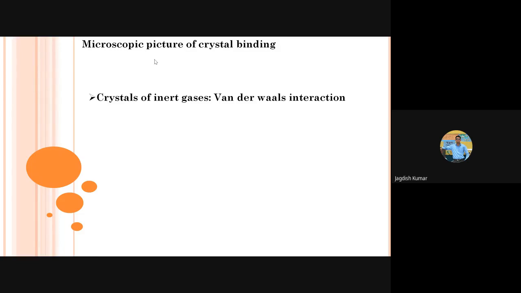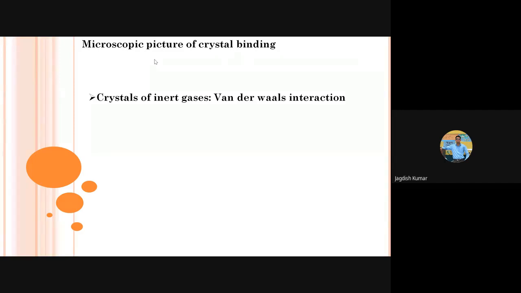One of them is related to the crystals of inert gases, and these crystals are bound together by van der Waals interaction. We shall be talking about this in detail, but these crystals are really interesting. Inert gases are the gases where the atoms have their outermost shell completely filled, so they don't have any tendency to gain or lose an electron. They are in the noble gas configuration.